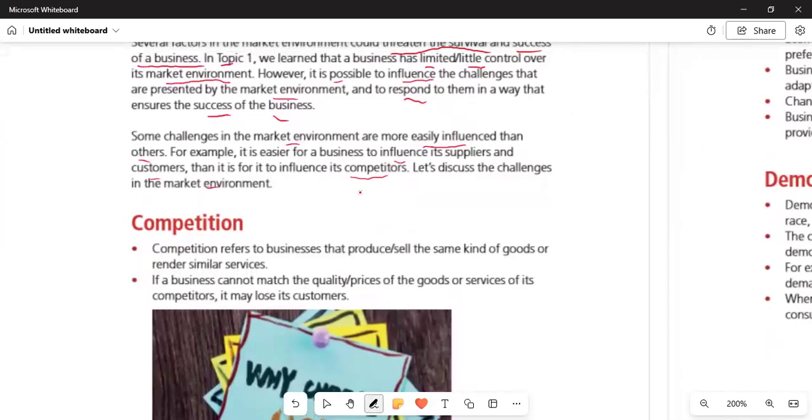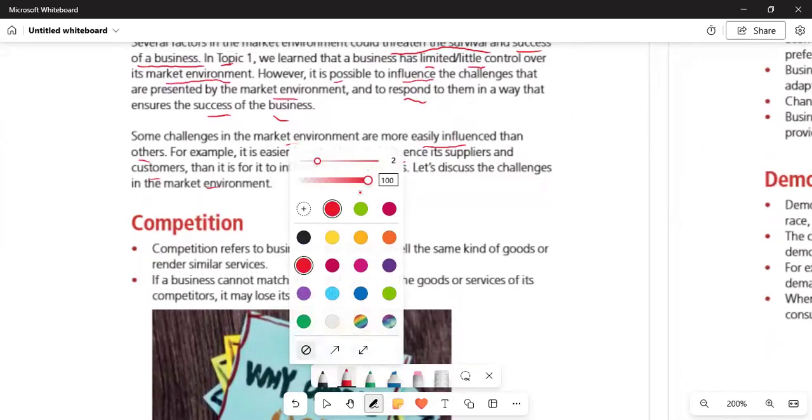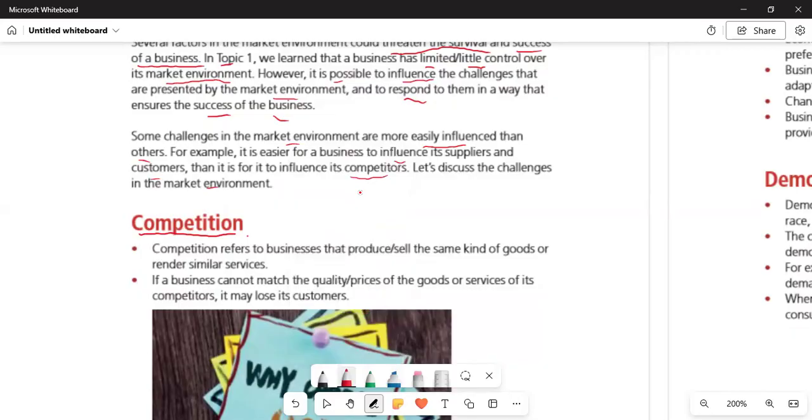So the first challenge in the market environment is competition. Competition is the first challenge that we're going to talk about. When we talk of competition, we are talking about rival businesses that try to attract the same customers.